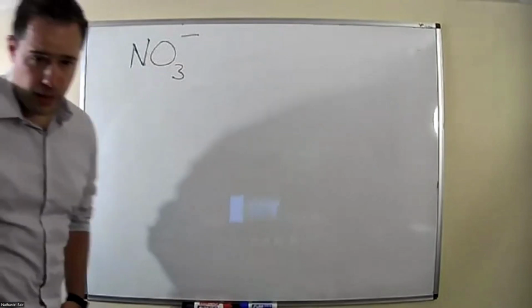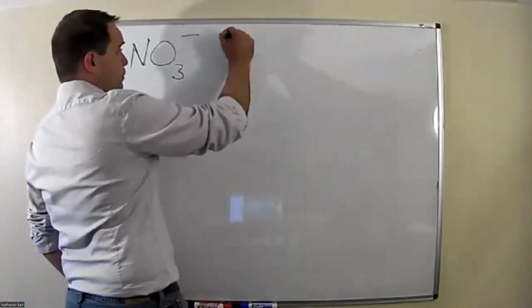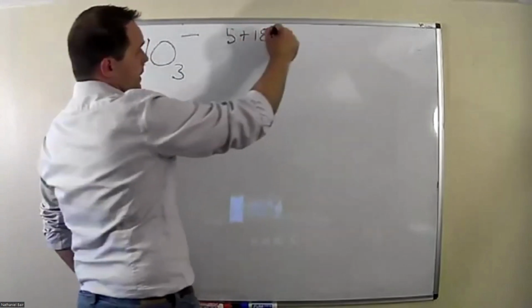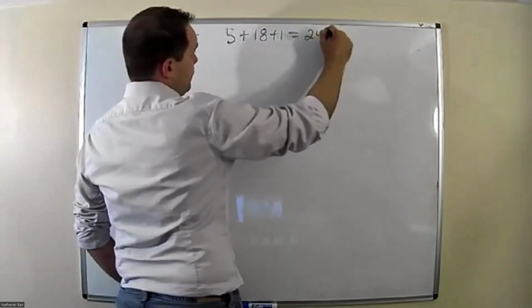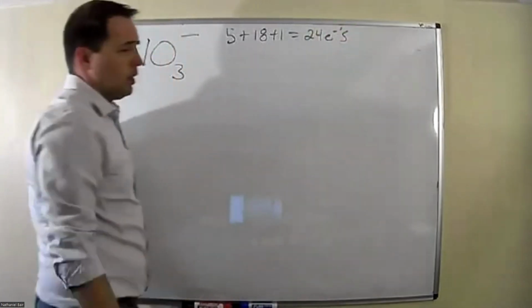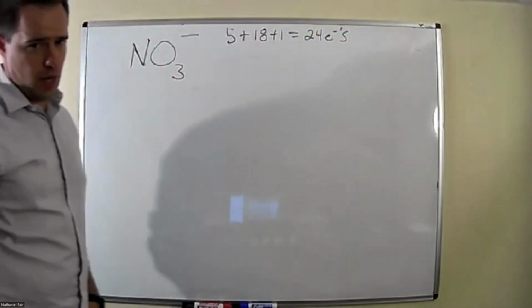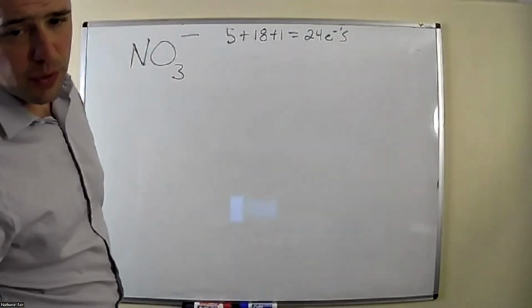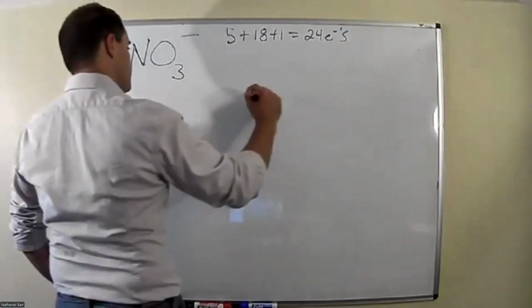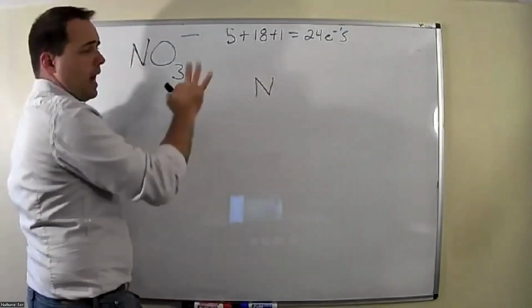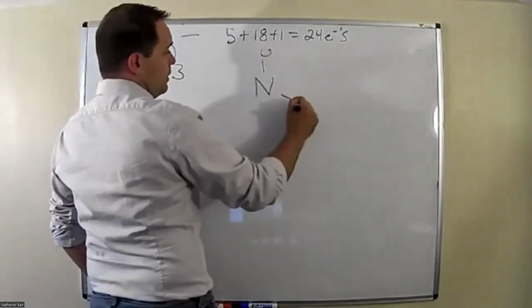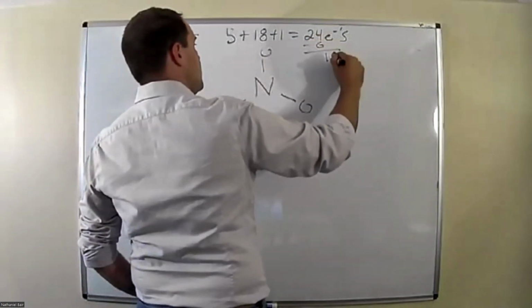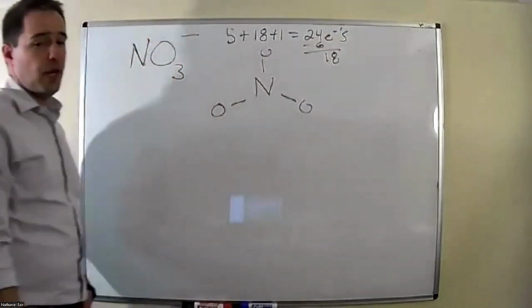Nitrates. Let's get our electron count. So we got 5 for the nitrogen. We got 6 for each oxygen. That's 18. And we got 1 for that additional charge. That's 24 electrons to work with. All right, we're gonna put nitrogen in the middle, and we're gonna put 3 oxygens coming off of it. 1, 2, and 3. That uses up 6 electrons, leaves me with 18. I'm gonna give you a second to catch up.